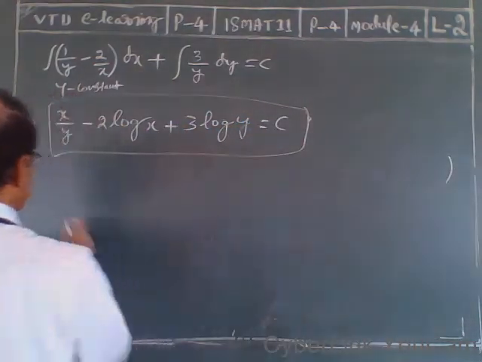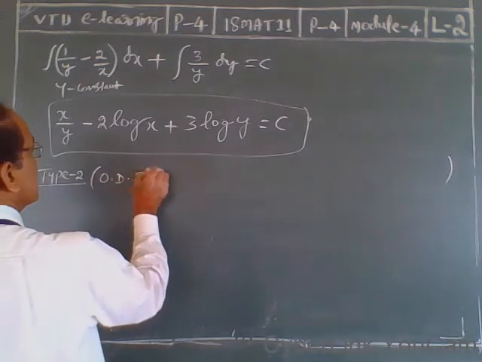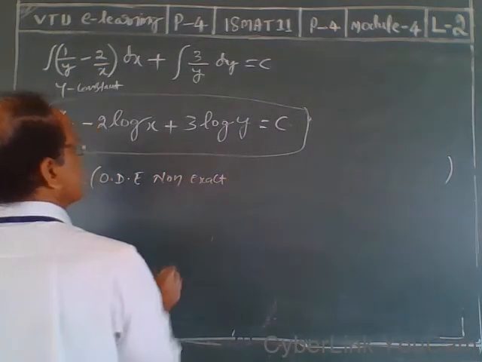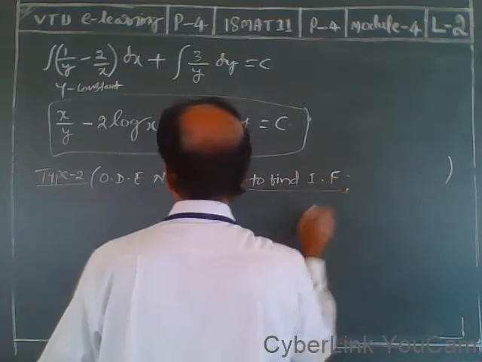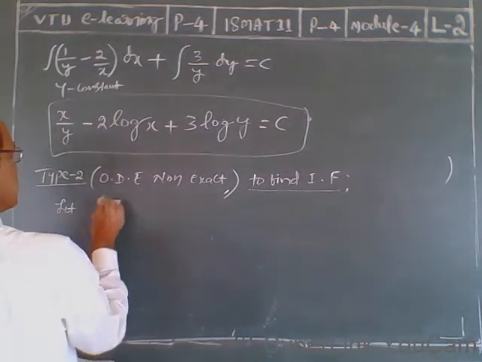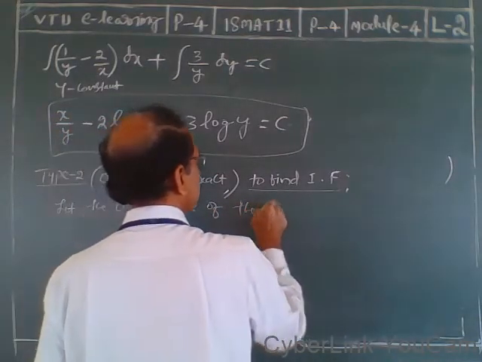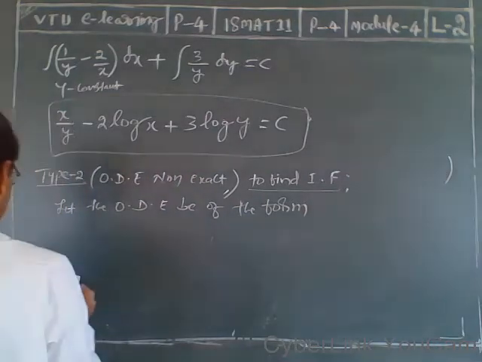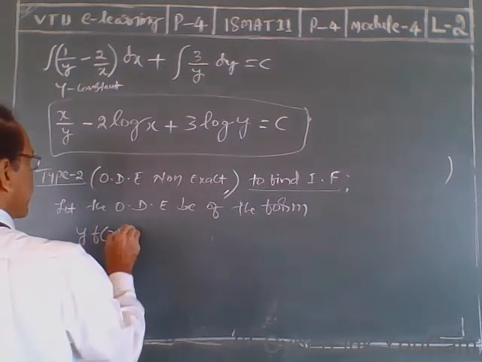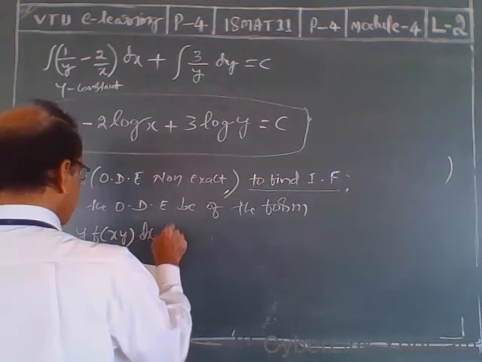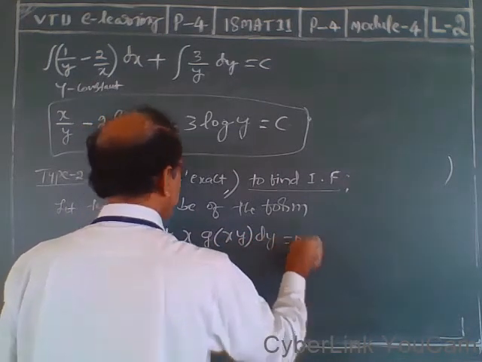To find the integrating factor, type 2 ODE, non-exact, to find the IF. Let the ODE be of the form y into f of xy, that is a product type, dx, plus x into g of xy, dy, equal to 0.